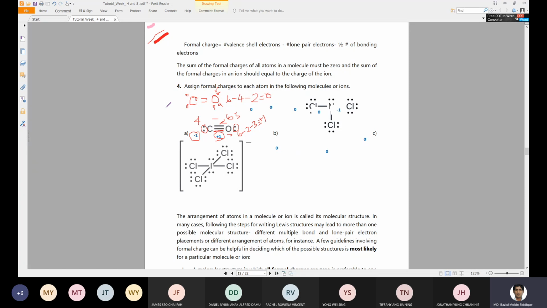For carbon, though, carbon has 4 valence electrons, minus 2 electrons, right? So in this way, it is also 0. So this structure has less formal charge than this structure, and this is why it will be more stable than this one. It is more stable than this one.